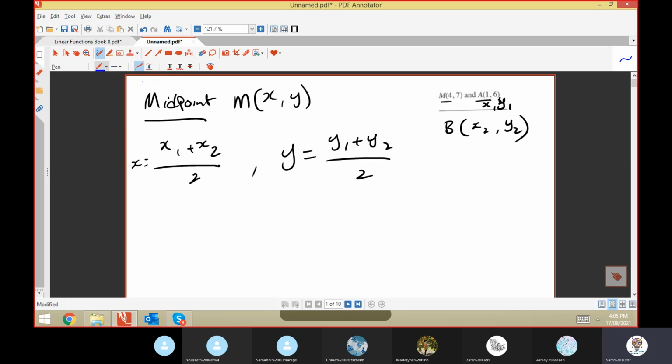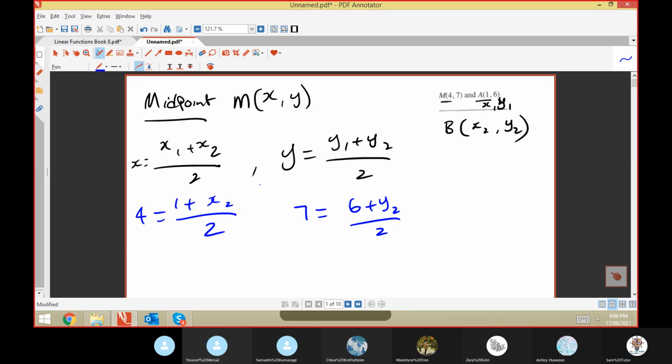So now you said do it backwards. I think you're doing the formula backwards, but you've still got to use the formula in its original form. So it looks like this: 4 equals 1 plus, let's say, x2, divided by 2. And then what would the second part be? The second part is 7 equals 6 plus something divided by 2.